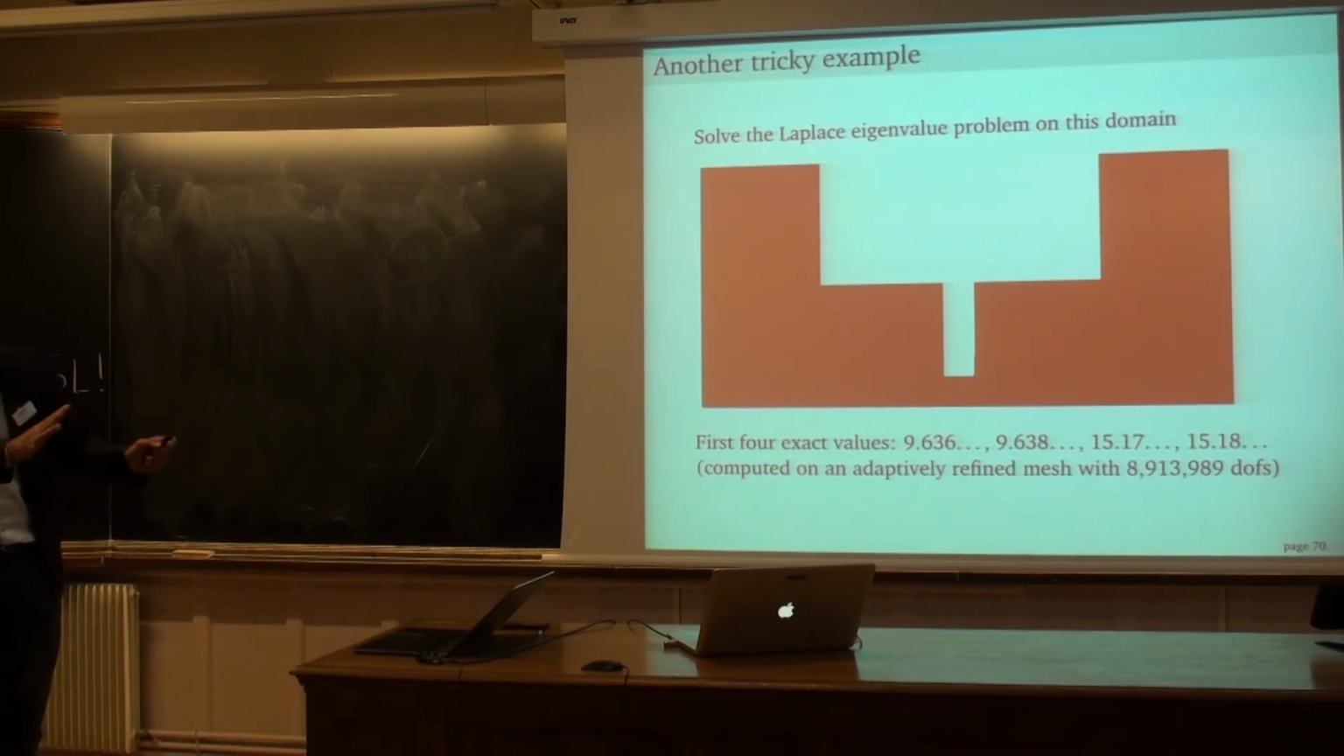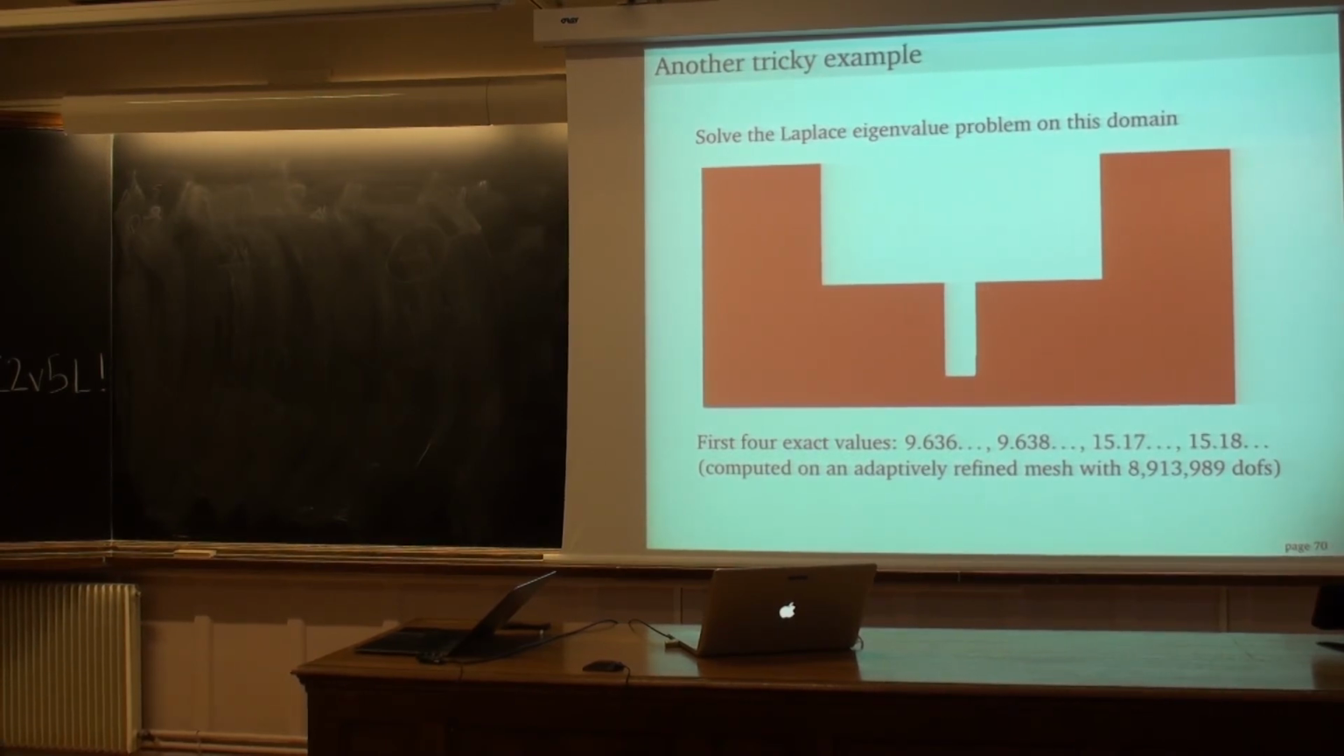Let's take my example of localization: two L-shaped domains that are connected by this small corridor here. They are not completely symmetric. There is a slight asymmetry, so that the first four modes are exactly at this value here. So there is almost a double eigenvalue as a fundamental mode, and then something else. And this is computed on a very fine mesh, so it's pretty reliable.